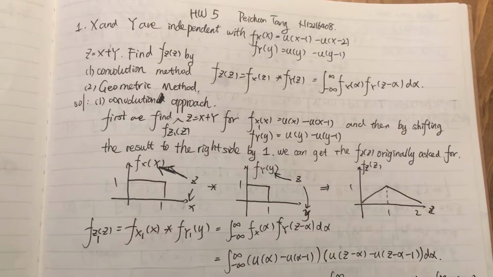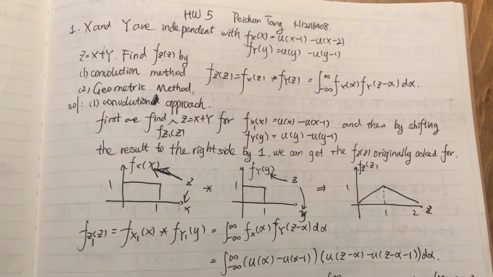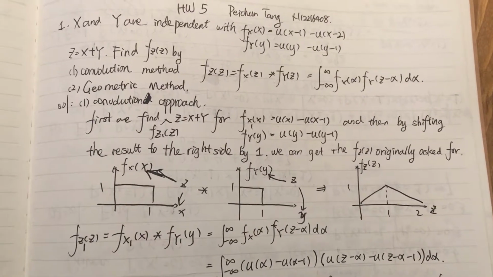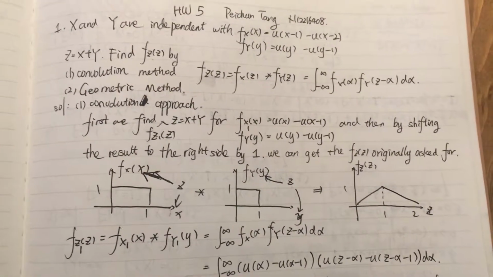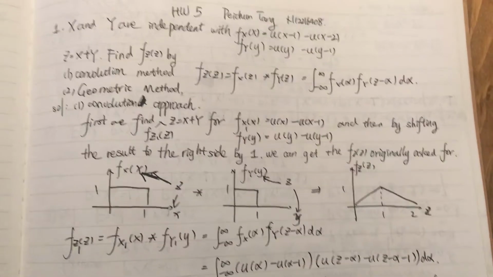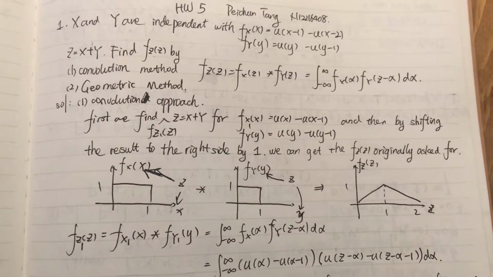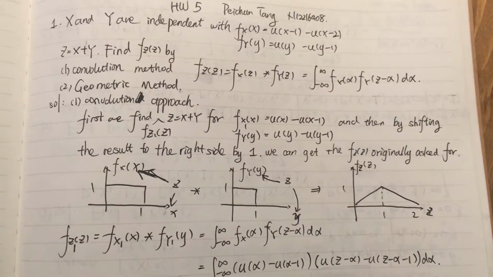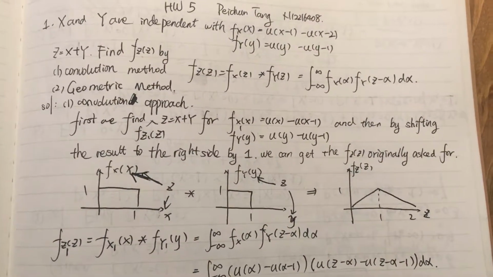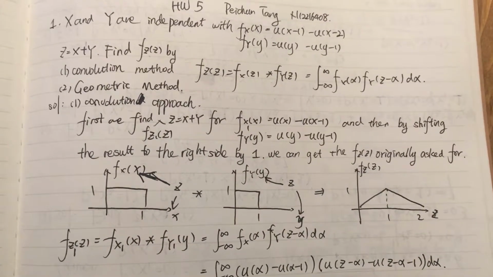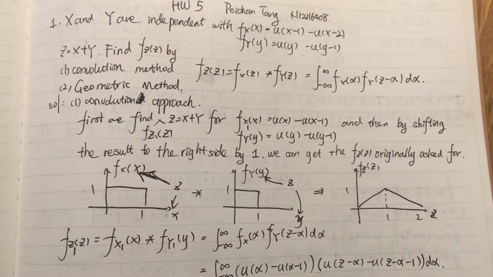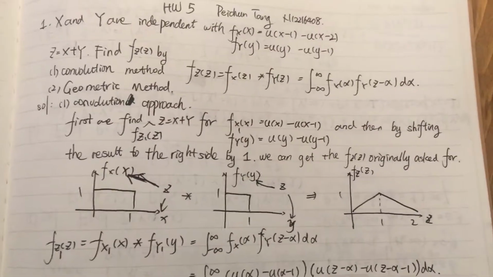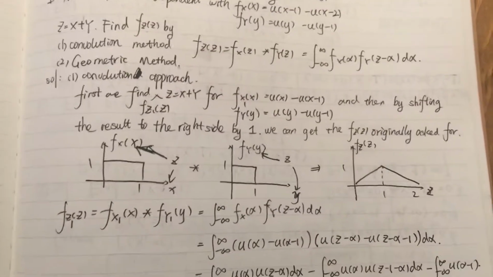So in the first question, by the convolution approach, we first write the equation out as f_Z(z) = f_X(z) convolved with f_Y(z), which is equal to the integral from minus infinity to infinity of f_X(alpha) times f_Y(z - alpha), with the derivative taken with respect to alpha.